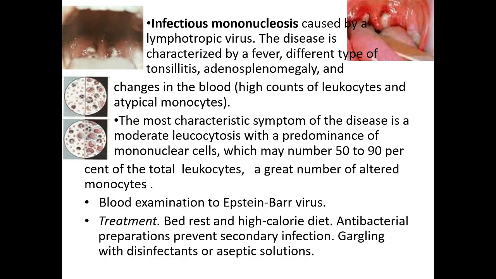Infectious mononucleosis is caused by a lymphotropic virus. The disease is characterized by fever, different types of tonsillitis, adenosplenomegaly, and changes in the blood: high counts of leukocytes and atypical monocytes. The most characteristic symptom of the disease is moderate leukocytosis with a predominance of mononuclear cells, which may number 50 to 90% of the total leukocytes, a great number of altered monocytes. Blood examination for Epstein-Barr virus.